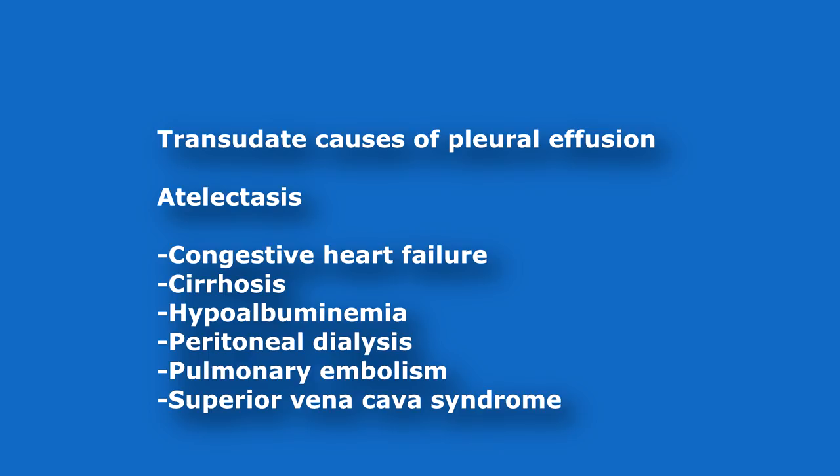Pleural effusions can have transudative and exudative causes. Transudate is fluid pushed through the capillary due to high pressure within the capillary. Exudate is fluid that leaks around the cells of the capillaries, caused by inflammation. Transudate causes of pleural effusion are atelectasis, congestive heart failure, cirrhosis, hypoalbuminemia, peritoneal dialysis, pulmonary embolism, and superior vena cava syndrome.